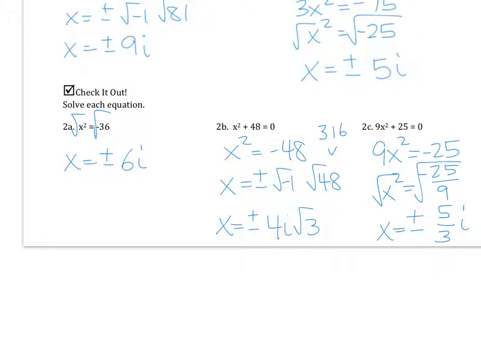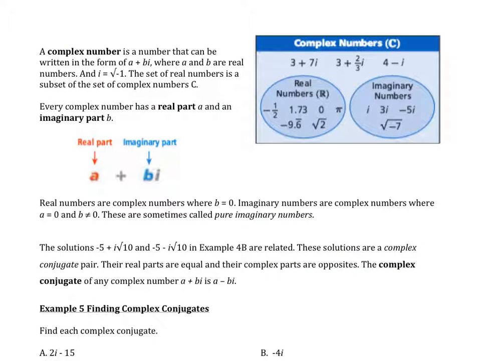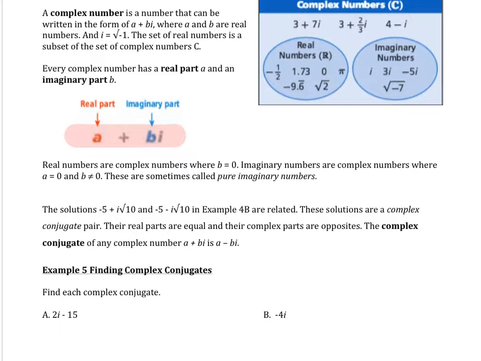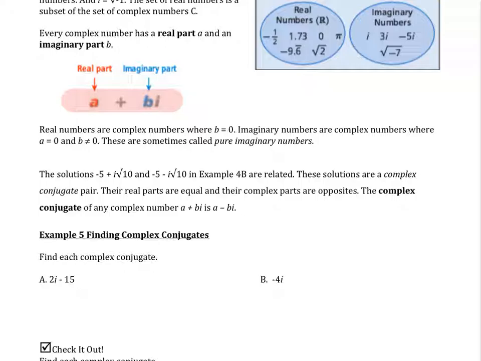And hopefully you were able to get those answers. Okay, moving on to just one more part. A complex number is when we have both a real part and an imaginary part. So a complex number is written as a plus bi, a number and the imaginary part. Think of solutions now. We have something like 5 plus i root 3. That would be a complex number.